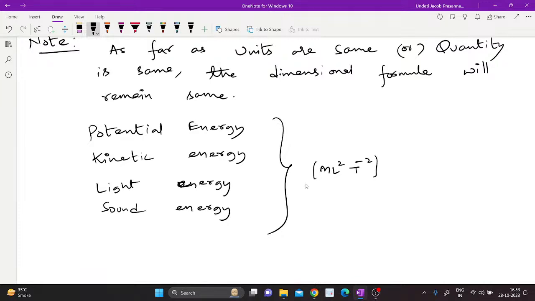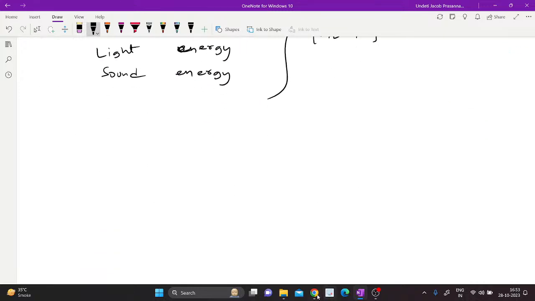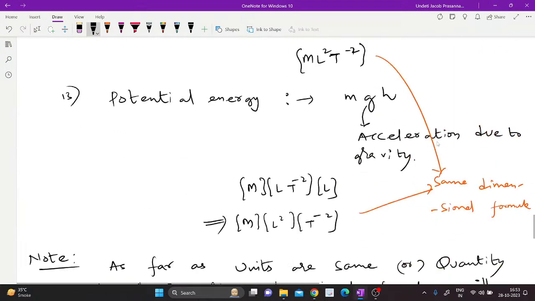So you don't need to know the formula for sound energy. You don't need to know the formula for light energy. We can simply say, as far as we are concerned, it is simply energy. So simply the dimensional formula will be M L square T power of minus 2 itself. Fine guys, let's go with the next one, and we are going towards the end of today's class.